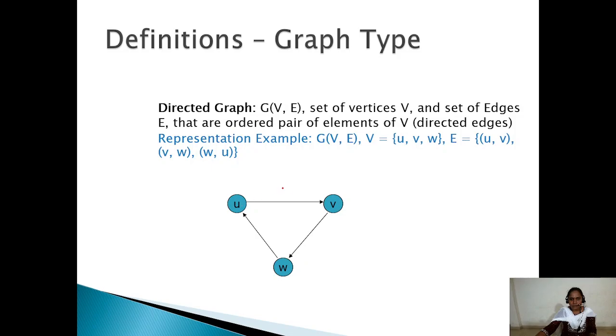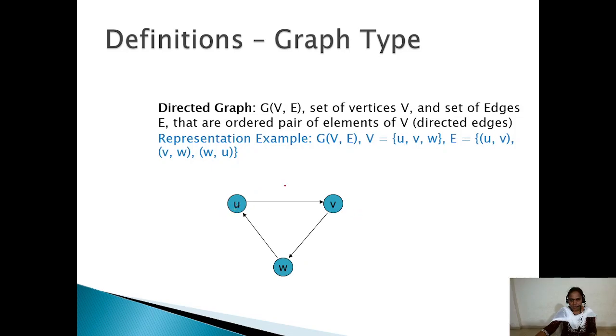U is followed by V. V is followed by U. W is followed by V. W is followed by U. This is the directed graph. Example: G of V comma E. V equal to U, V, W. E equal to what?